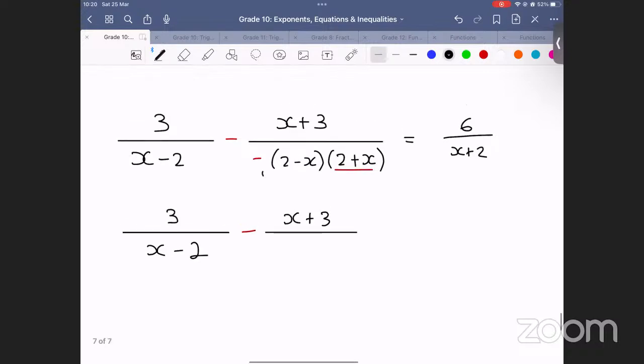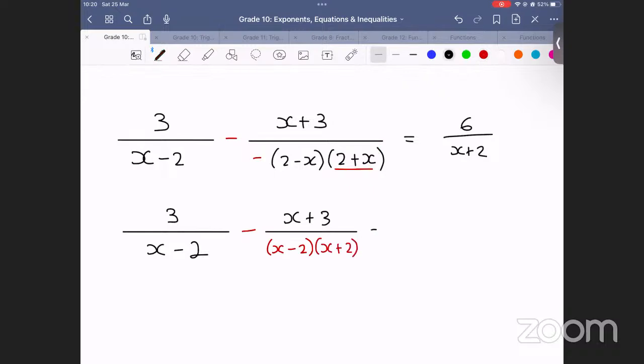divided by, and now I can take this negative in. Remember, it's multiplication. So I can take this negative in. This becomes x minus 2. And I'm going to rearrange it. Instead of writing 2 plus x, I'm going to write x plus 2, just to arrange it like everything else. This is equal to 6 over x plus 2.